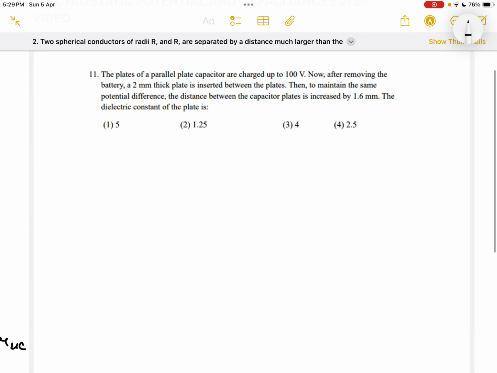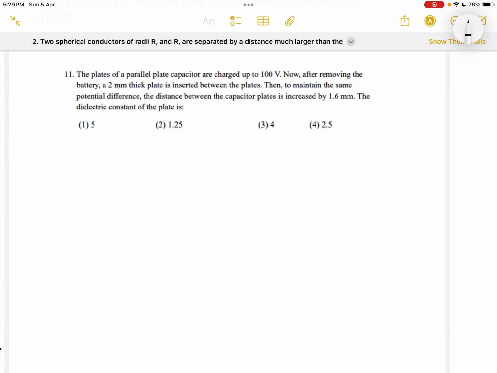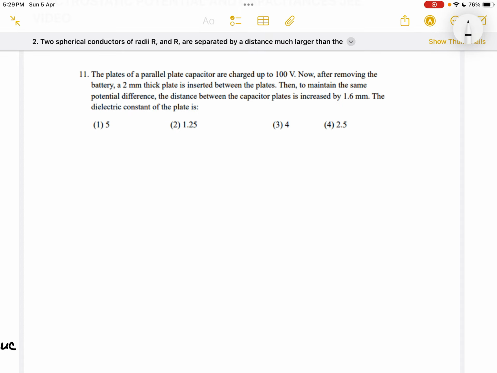Let's go further. Do question number 11. The plates of a parallel plate capacitor are charged up to 100 volt. Now, after removing the battery, a 2 mm thick plate is inserted between the plates. Then, to maintain the same potential difference, the distance between the two plates of the capacitor is increased by 1.6 mm. The dielectric constant of the plate is, so we've got to find the dielectric constant of the plate.